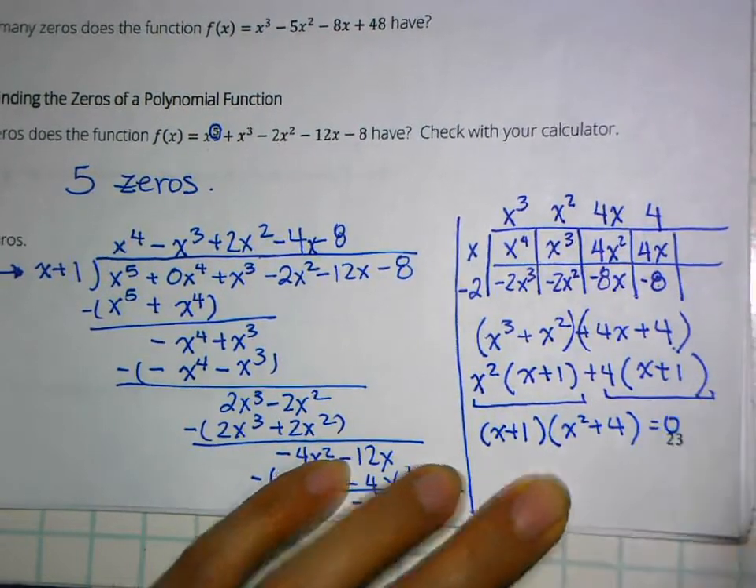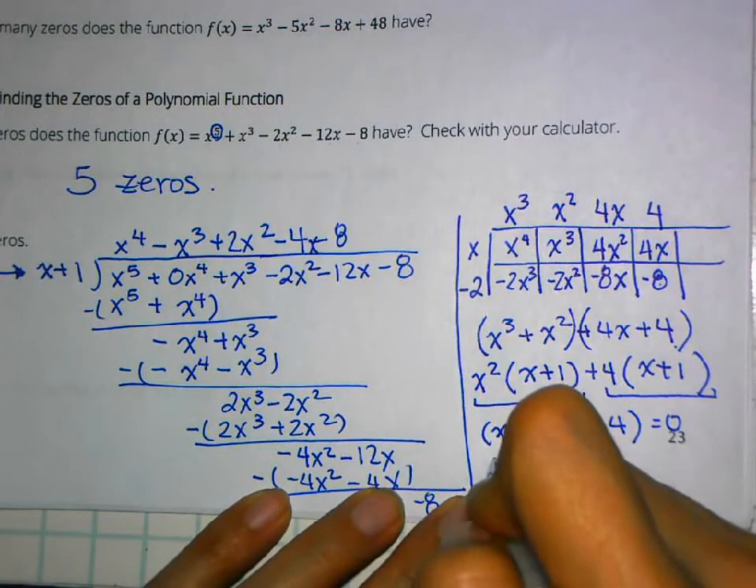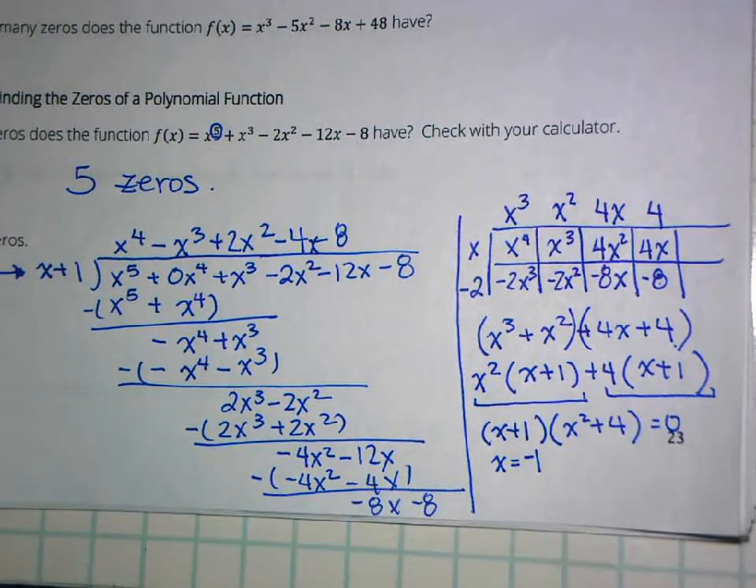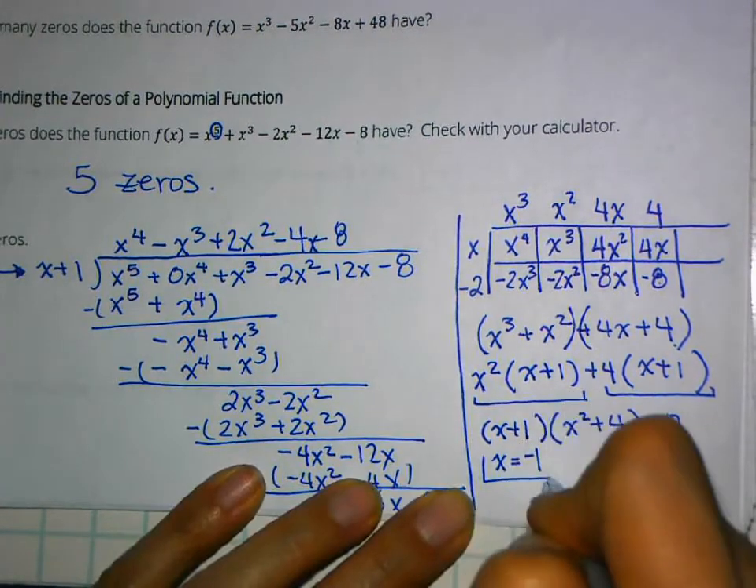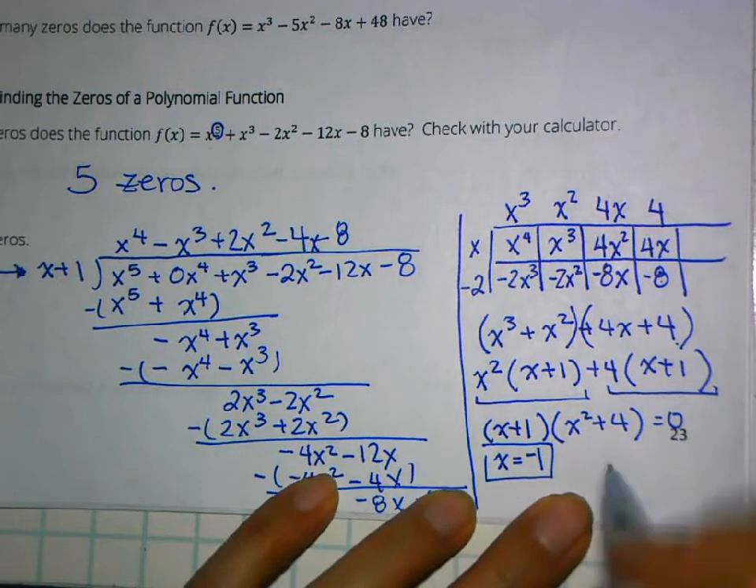Now remember, I'm trying to solve it. So I'm going to make it equal to 0. And that means that x plus 1 equals 0, x equals negative 1. So I have another zero. This next one, a little trickier.